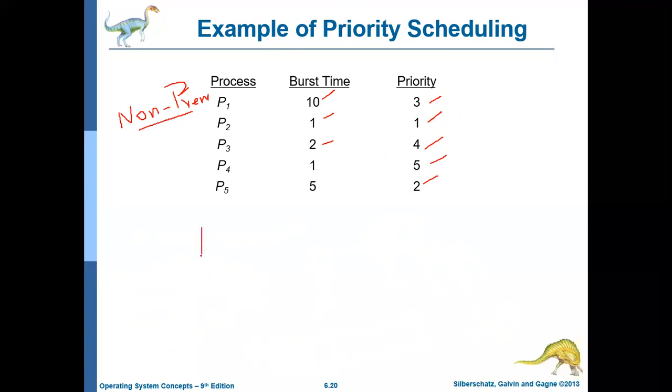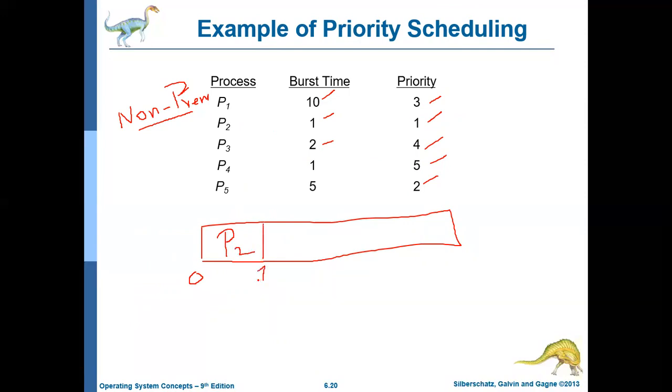So how will the Gantt chart look in this case? At time 0, the CPU will be given to process P2 because P2 has the highest priority, and P2's burst time is 1 millisecond. So it will execute for only 1 millisecond and complete. Then the processor will be given to P5 because that is the next highest priority. P5's burst time is 5 milliseconds, so it will execute from 1 to 1 plus 5, that is, up to the 6th millisecond. Then it is finished.